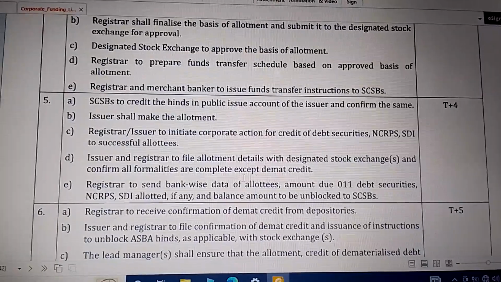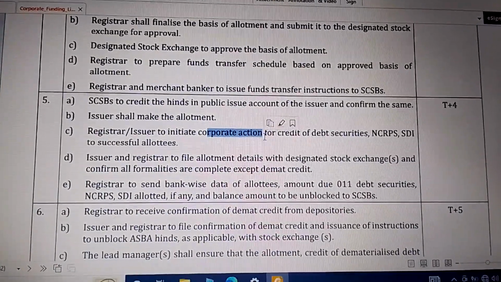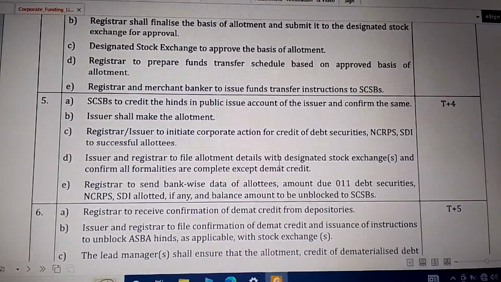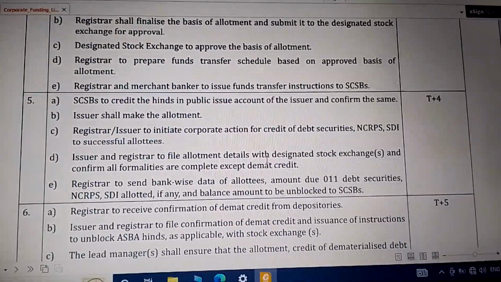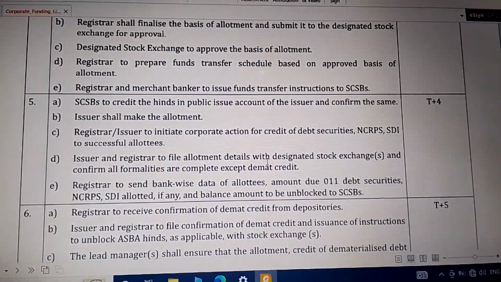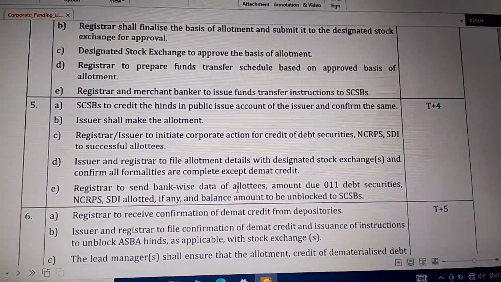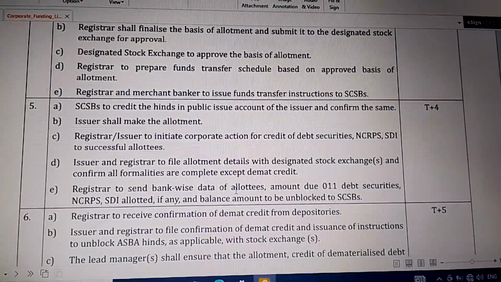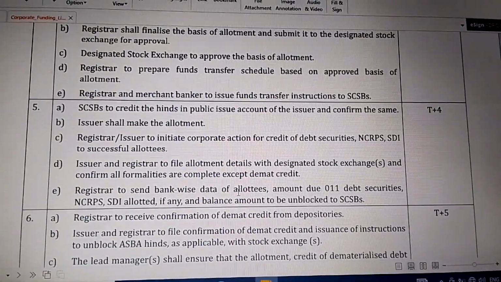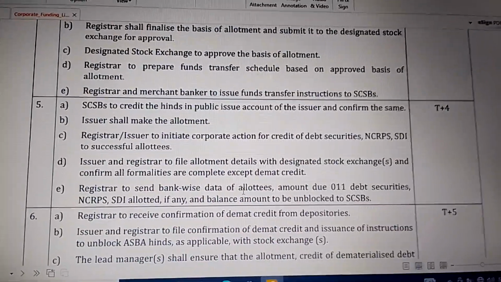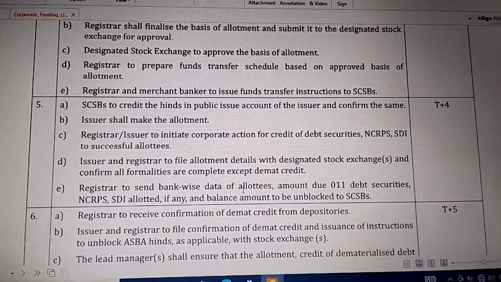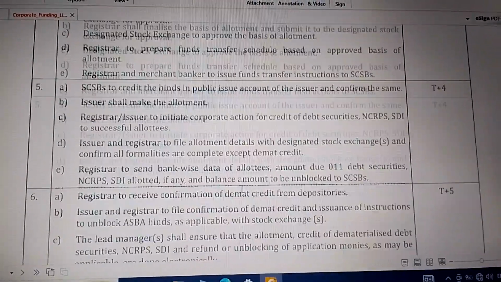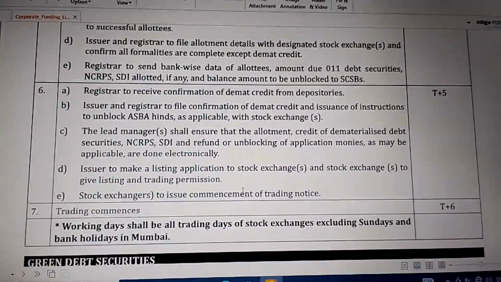Registrar and issuer to initiate the corporate action for the credit of the debt securities, NCRPS, SDIs to successful allottees. Issuer and registrar to file the allotment details with the designated stock exchange and confirm all the formalities are complete except demat credit. Registrar to send bank-wise data of the allottees, amount due on debt securities, NCRPS, SDIs allotted if any, and balance amount to be unblocked to the SCSBs.